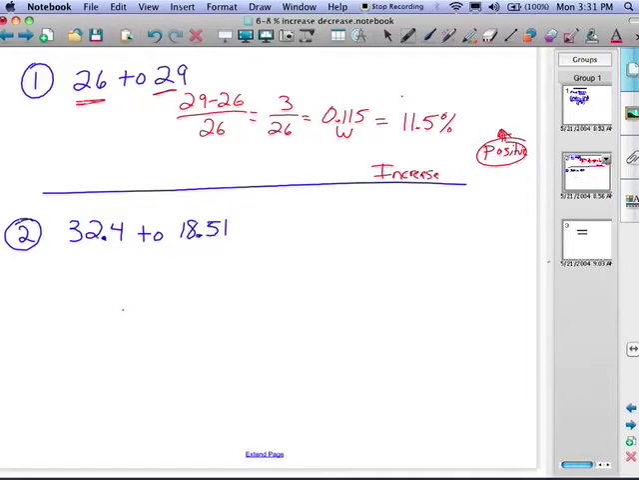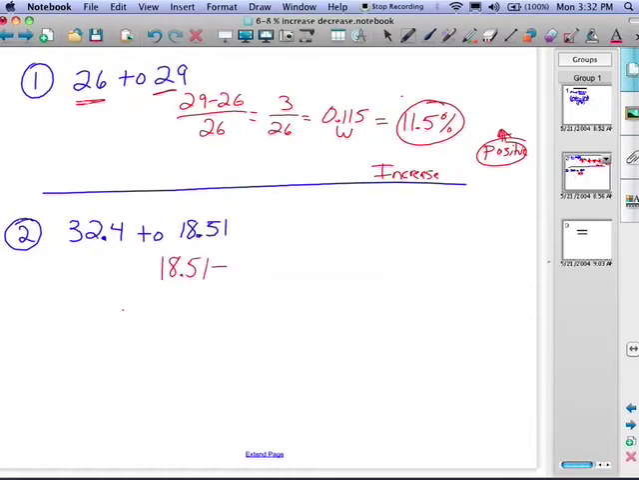The second way to know if you have a percent increase or decrease is your answer. If the answer is a positive number, you have a percent increase. Let's see what happens in the second example here. 32.4 to 18.51. We're obviously going down from 32 down to 18, so this should be a decrease.